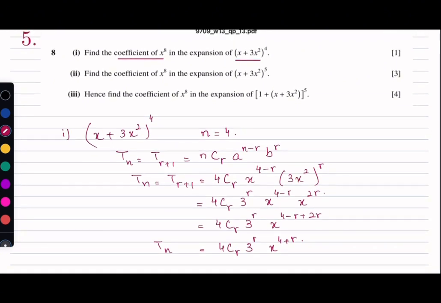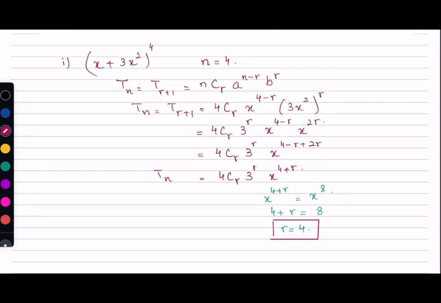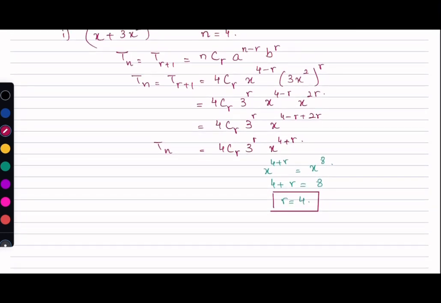Now we want the coefficient of x to the power 8. Therefore, I should say that for the coefficient of x⁸, I should have x to the power 4 plus r, which should be equal to x to the power 8, or 4 plus r shall be equal to 8, and r then shall be equal to 8 minus 4, giving me 4 here. So r is 4. Now to get the coefficient of x to the power 8 shall not be difficult. Just substitute r with 4.